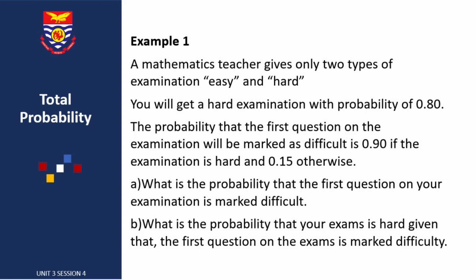Example 1. A mathematics teacher gives only two types of examination, easy and hard. You will get a hard examination with a probability of 0.8. The probability that the first question on the examination will be marked as difficult is 0.9 if the examination is hard, and 0.15 otherwise. What is the probability that the first question on the examination is marked difficult? And what is the probability that your exam is hard, given that the first question on the exam is marked difficult? Quite an interesting question, right? But it's easy to approach.